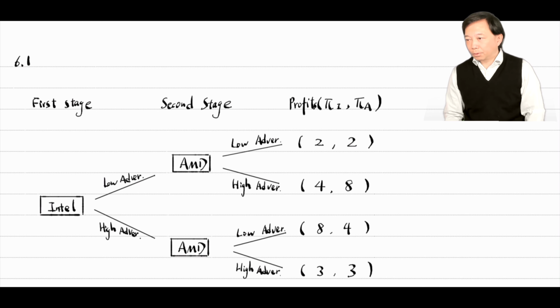Suppose the profits change to 9 if both firms use high advertising. The backward induction gives the subgame perfect Nash equilibrium. In the first stage, Intel sets high advertising. In the second stage, AMD sets high advertising no matter what Intel chooses. The equilibrium path is that Intel sets high advertising first, and then AMD also sets high advertising. The outcome of the game is that both get 9.